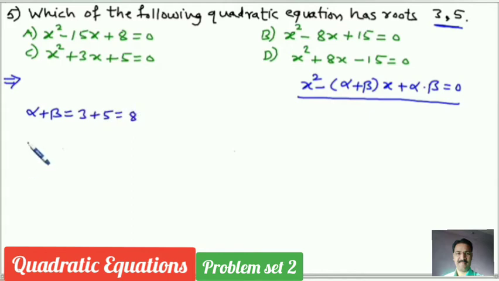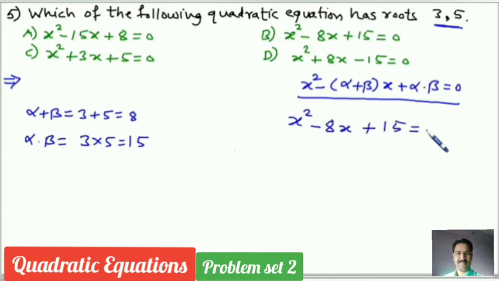Okay, and alpha into beta, that is 3 into 5, which is equal to 15. So now these two values I'll put up here. See, x square minus, what is alpha plus beta? That is 8 here, 8x plus, what about alpha into beta? That is 15 is equal to 0. Okay, now this option is where just try to check, this is the second one.